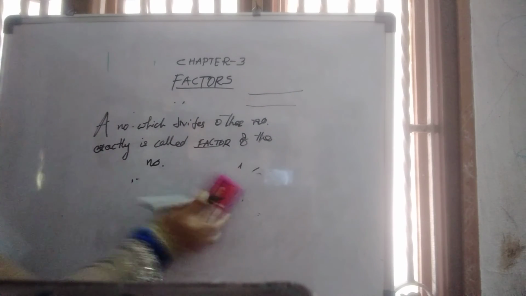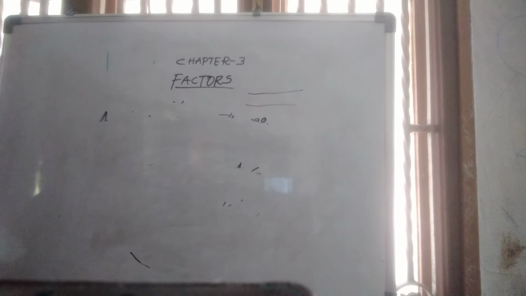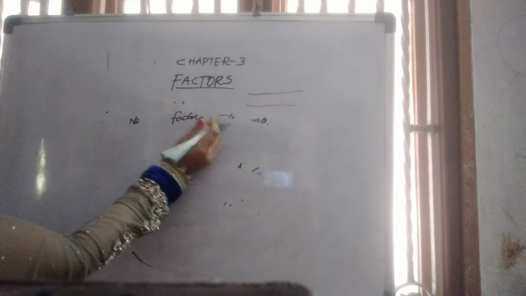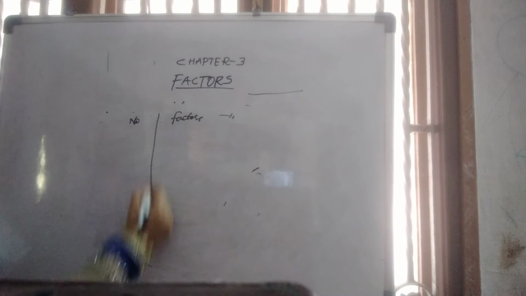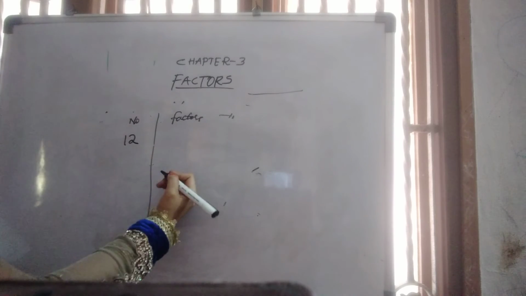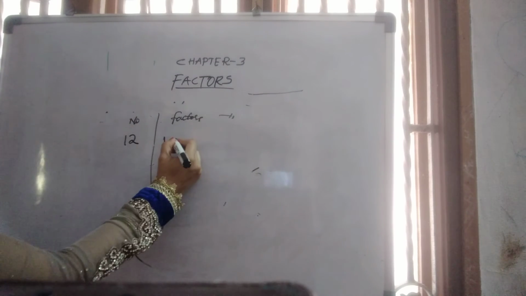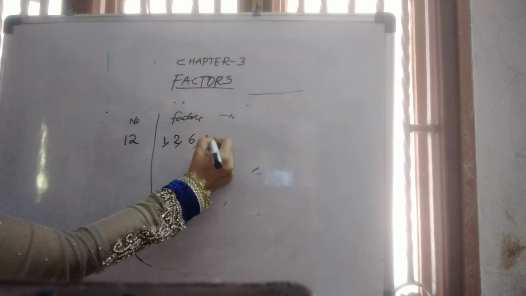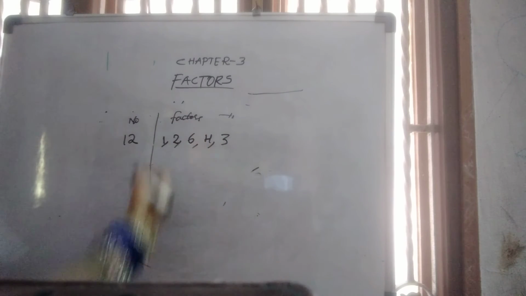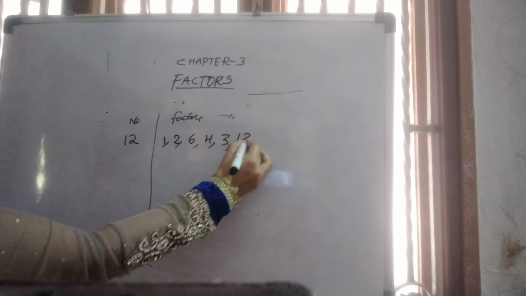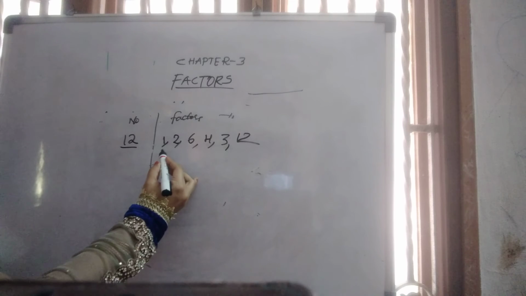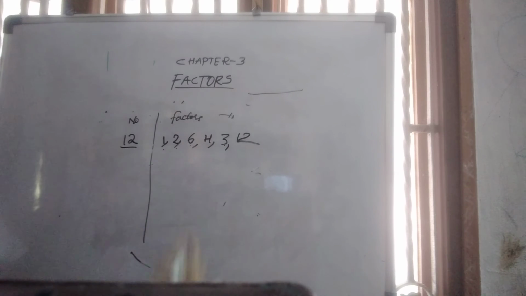I will use one table. Please note the table. Here number and here factors. How do we find factors? Let me explain clearly. We have to take 12 and find its multiples. 1 12 is 12, 2 6s are 12, 3 4s are 12, 4 3s are 12, 6 2s are 12, 12 1s are 12. Is there any other multiple? No. So what are the factors of 12? 1, 2, 3, 4, 6 and 12 are the factors.